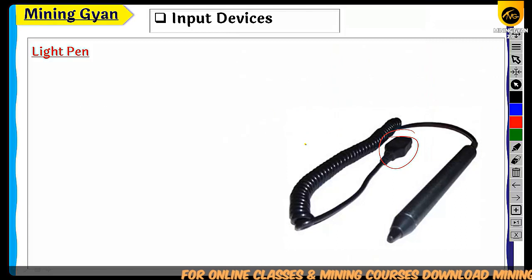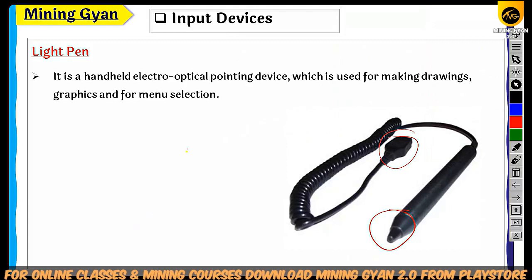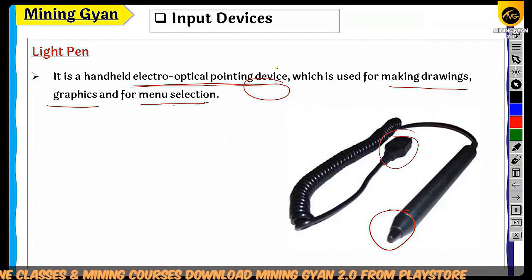The next one is the light pen. Light pen is also an input device. It is a handheld electro-optical pointing device, which is used for marking, making drawings, graphics, and for menu selection. Right now I am using a type of light pen. Basically I am using this to write down here. This is also a light pen, or a type of light pen.